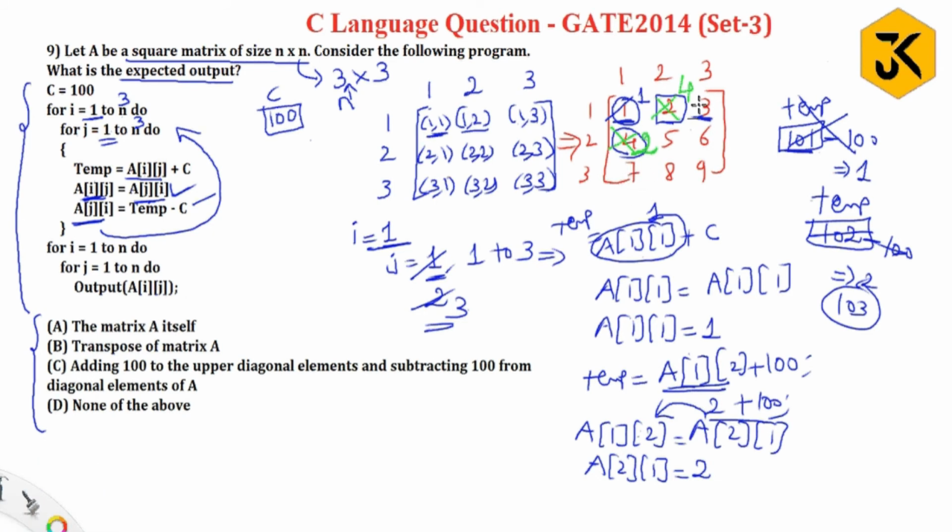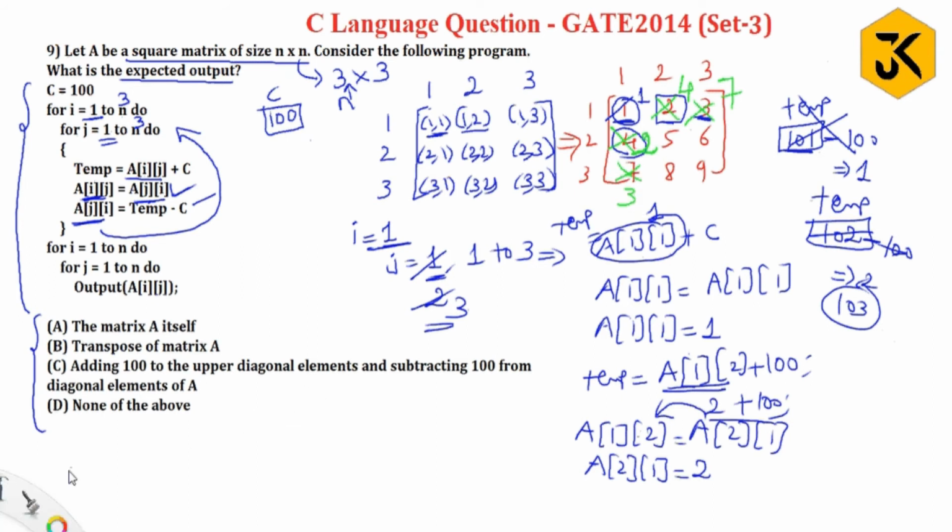So 7 will be copied to A of 1 3. Next, A of 3 1 equal to temp minus c. 103 minus c value 100, that will be 3, which will be copied to A of 3 1. A of 3 1 here is 3. Guys, don't stop here. You need to do it completely.